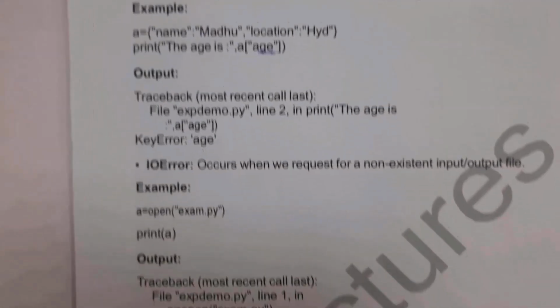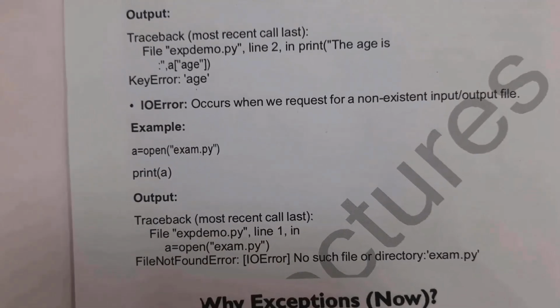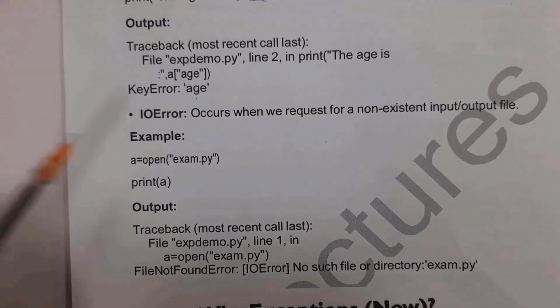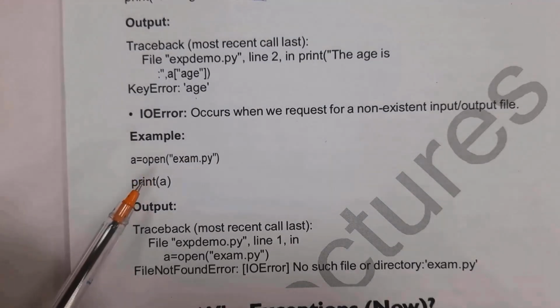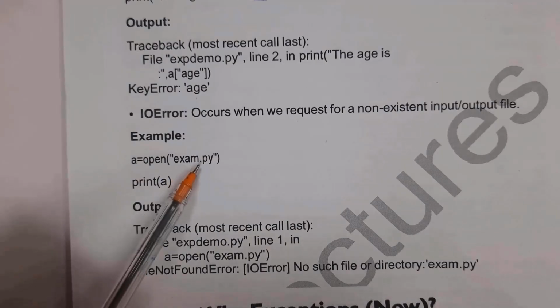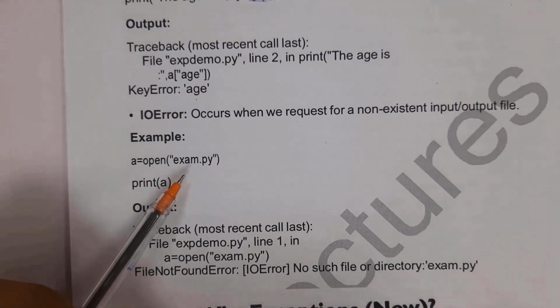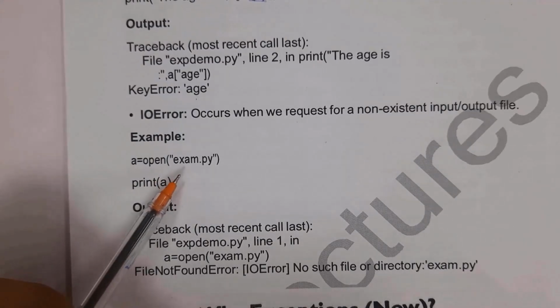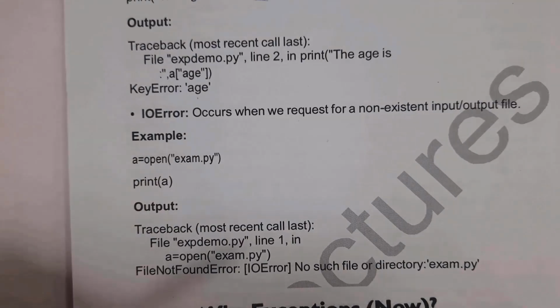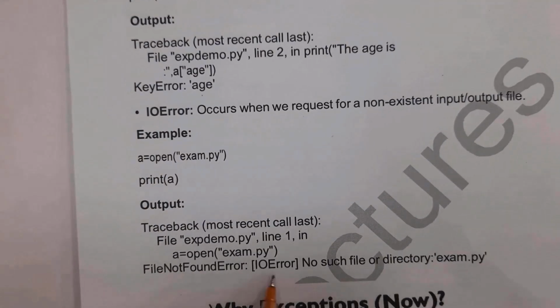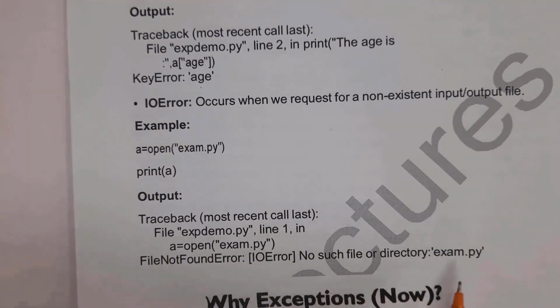Next I will explain IOError. IO is nothing but input and output. For example, here I wrote a equals open. I want to open one file. That file name is exam.py, and whenever I write print a, if this file is not present in my system, then it will display an IOError. Yes, this file is not present in my system, so I get the output IOError, that is nothing but file not found. No such file or directory: exam.py.